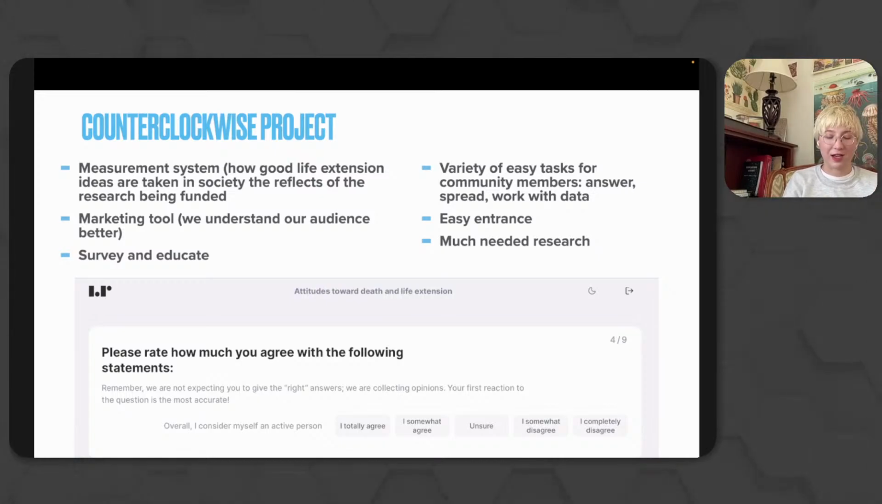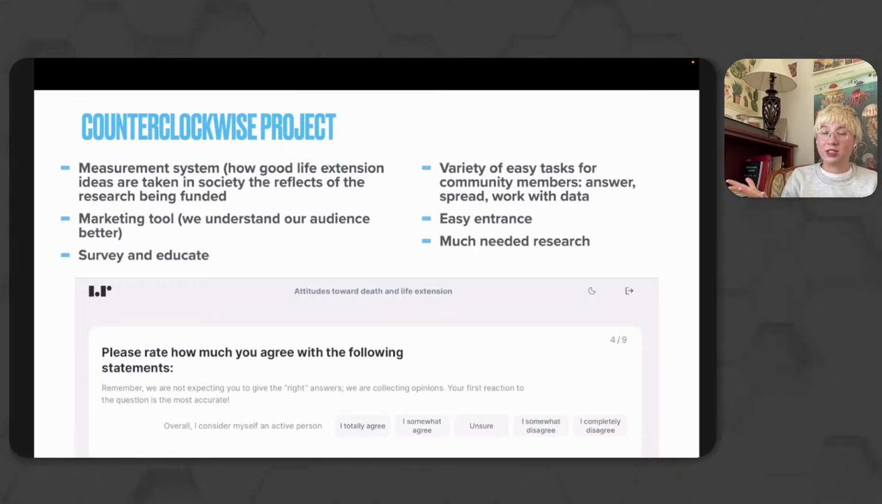This is the easiest task to give. Just fill in the questionnaire or spread the word about the questionnaire. Let's send a link to your friends and all. And mathematicians and people who tend to work with data can also help work with the data afterwards. It's an easy entrance to the field.